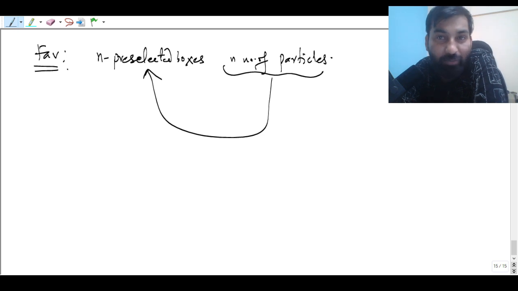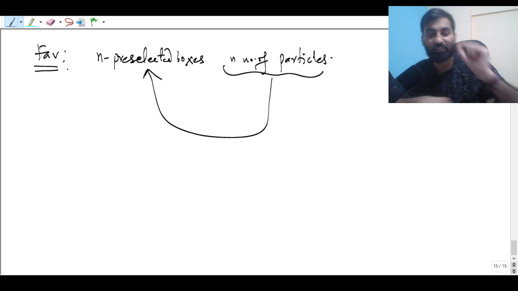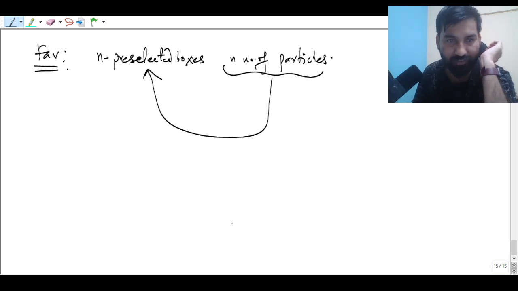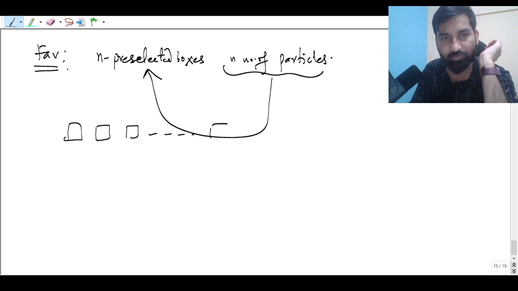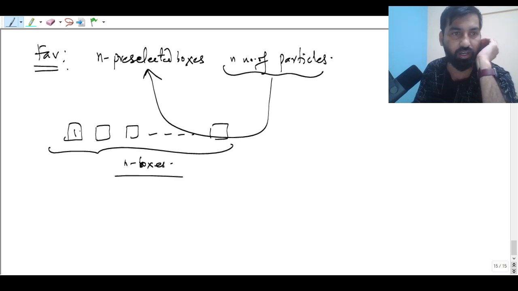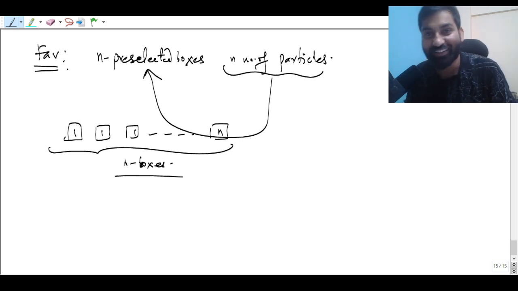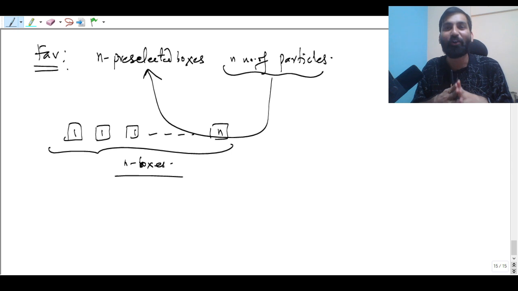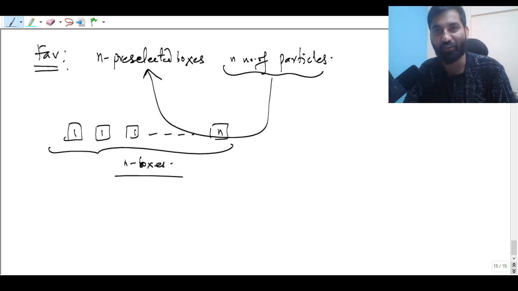So how many particles will be left with you? Zero. The reason is we have got n boxes, one box, two box, three box, up to n boxes, and these are pre-selected boxes, and we are placing one particle in each, because we have got n identical particles. Since all the particles are the same, we will have only one way of doing this.